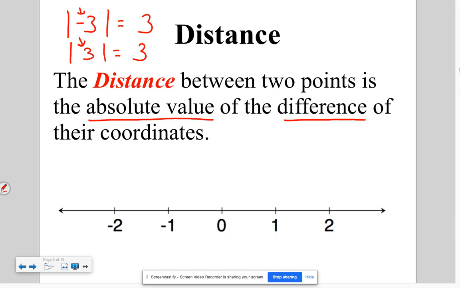Difference is talking about subtracting things. So we can find the distance between two coordinates by subtracting one coordinate from the other and then taking the absolute value.